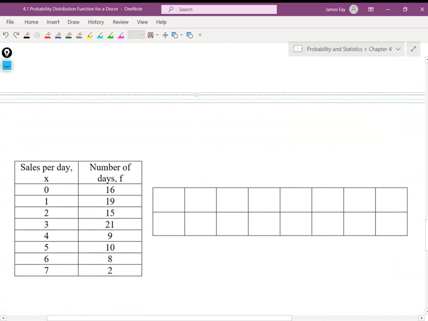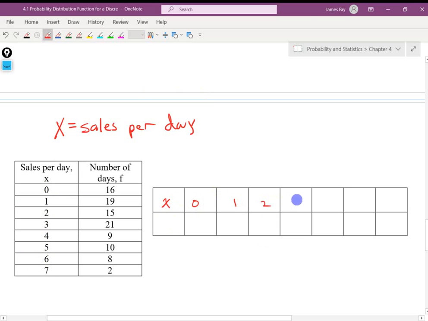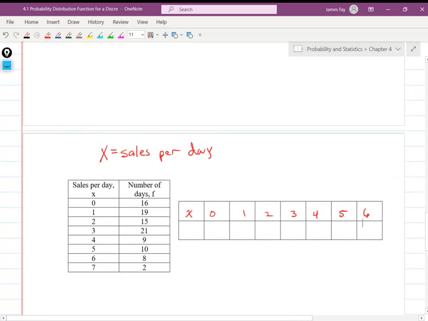All right, so the way you're going to do this is, the sales per day is going to be our random variable. That is the thing that can take on different values, okay? The values that it can take on are 0, 1, 2, 3, 4, 5, 6, or 7. So when I say X here, I'm going to then go 0, 1, 2, 3, 4, 5, 6, and it appears as though I didn't give you enough. Let's extend that a little bit, make your table a little bit bigger. And then P of X.